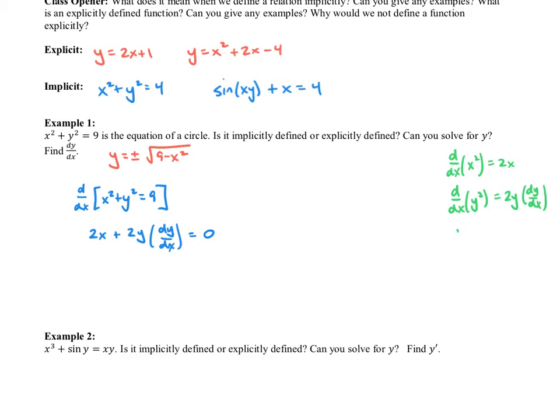Let's say that we switch tables and we say, well, we're going to differentiate x squared with respect to y. Well, we're going to get 2x, but this time we're going to get dx dy because, again, y doesn't match that variable of differentiation. Or let's say we took the derivative with respect to y of y squared. Well, now we're just going to simply get 2y.